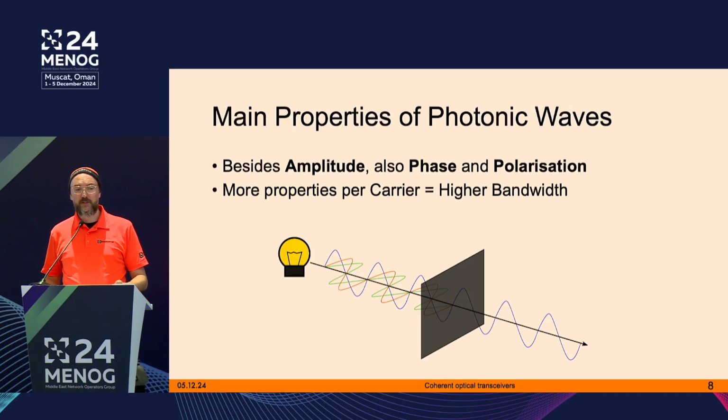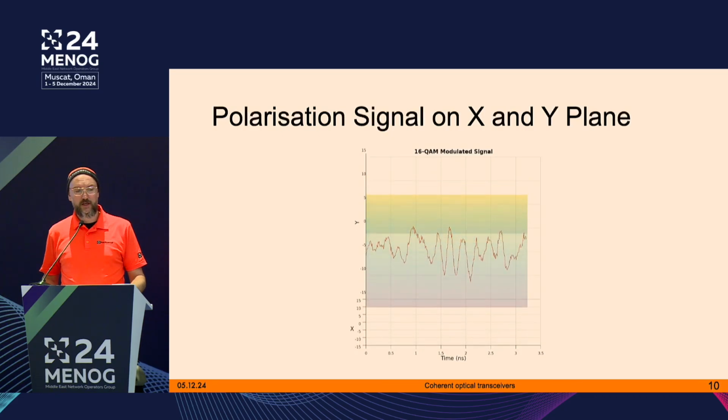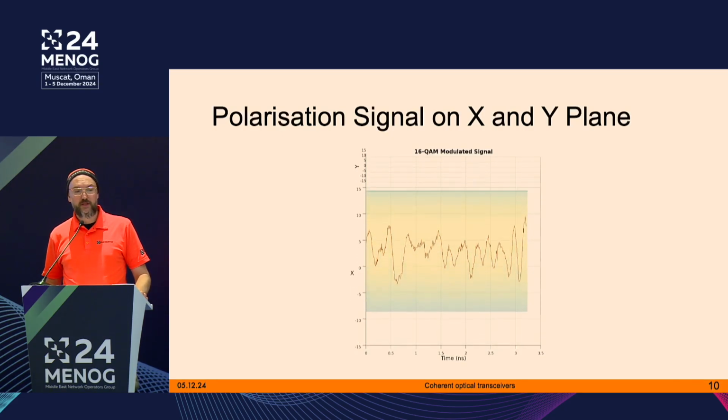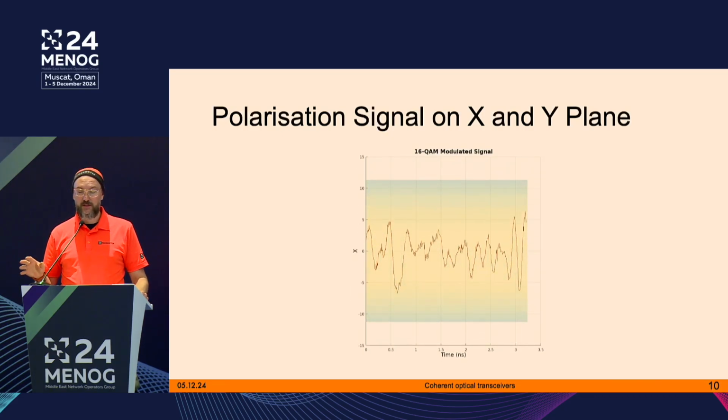What we did, a simulation now. So in 400 gig, typically we make use of 2 polarization directions. And how would that look like? So that's a typically 16 QAM modulated signal. To the 16 QAM I come later on. That's more on the phase.